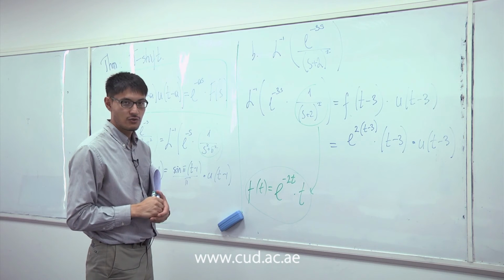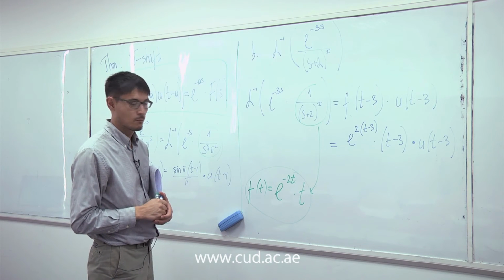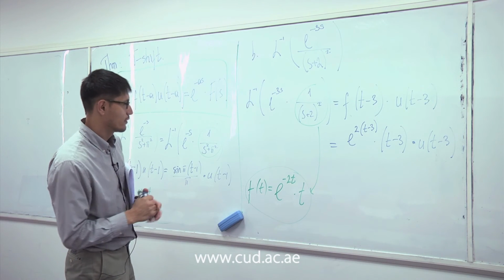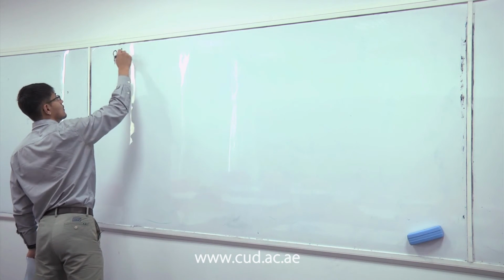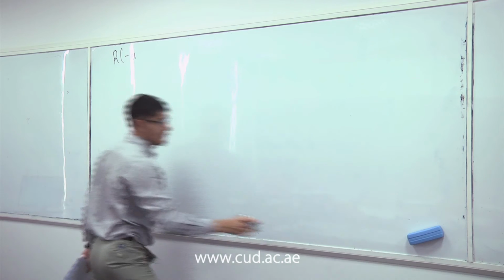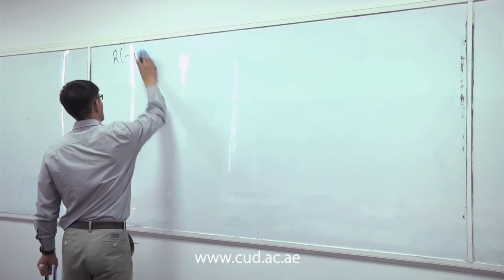So that's our inverse transform. Okay, so now we're finally ready for our big example. We will talk about finding the current in an RC circuit.